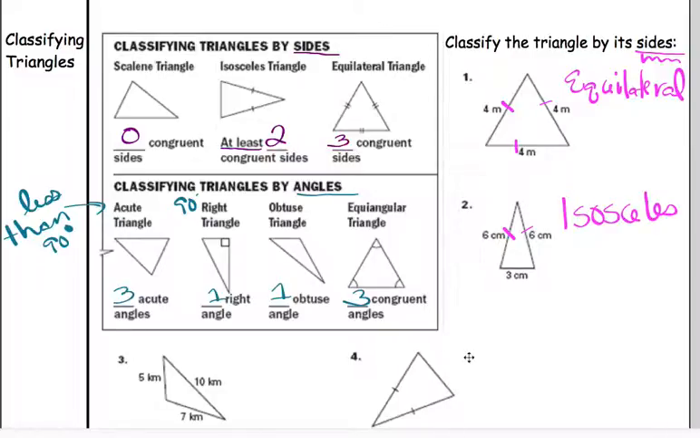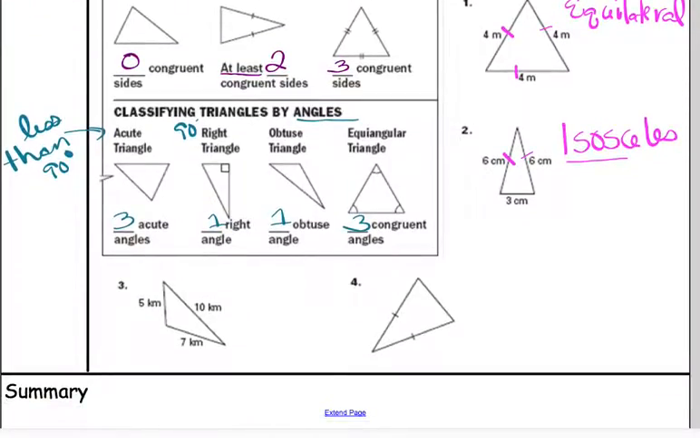If you have trouble spelling isosceles, sometimes I abbreviate it by just putting isos, I-S-O-S. And just try to spell it as close to isosceles as you can, as long as I know what it's supposed to say. If it's close enough, I'll be able to tell.